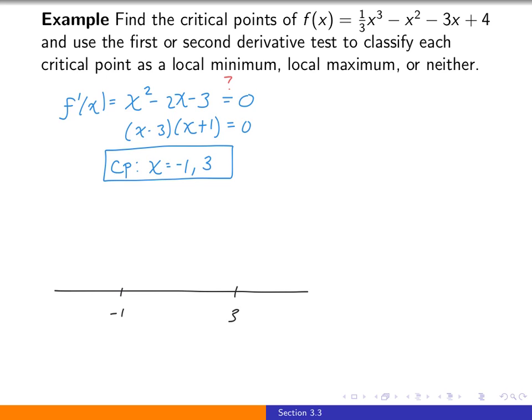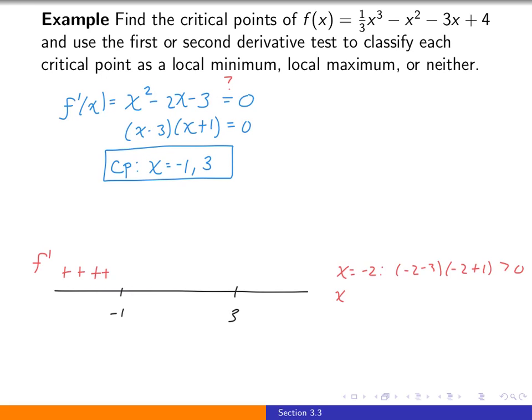What we need to do is check the sign of f prime on each of these intervals and see how that sign is changing at a critical point. So let's check a few test points. So x equals minus 2 would be a test point in that leftmost interval. Plugging that into f prime, we would have minus 2 minus 3 times minus 2 plus 1. And that would be a negative times a negative, which is a positive. So f prime is positive to the left of minus 1.